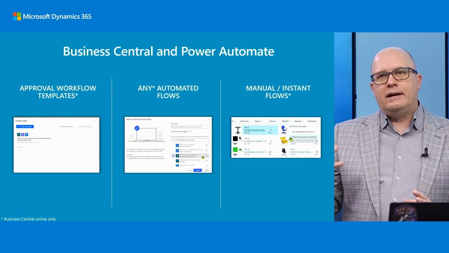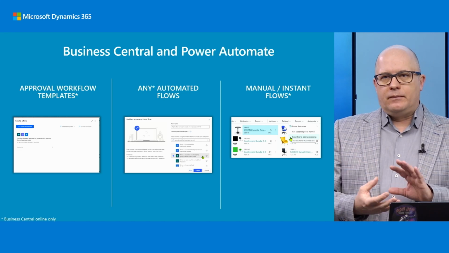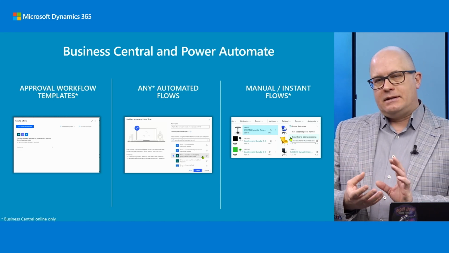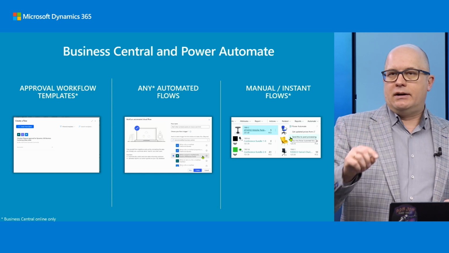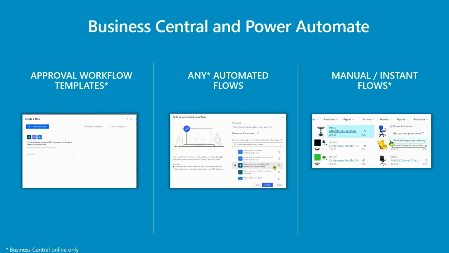And then the third way is the manual flows or instant flows, which form actions in Business Central, and those actions can be triggered just by using them in the user interface, in the web client, and starting a flow. So this way you can build new capabilities for Business Central using Power Automate. The best way to see it is in a demo.